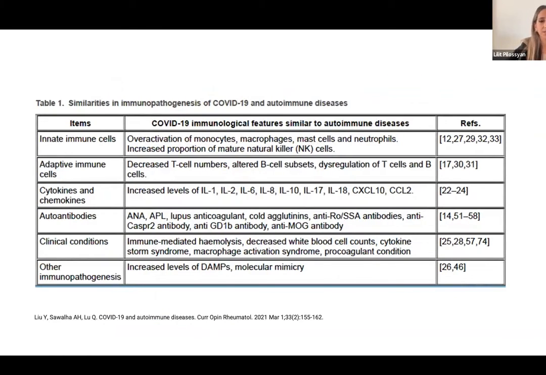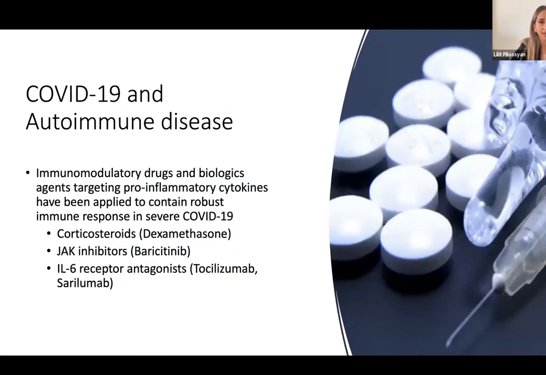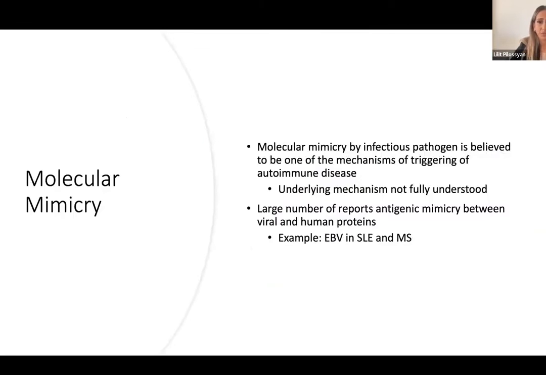And this table just explains the similarities between severe COVID-19 and autoimmune diseases. We even see antibodies that come up positive in COVID-19 patients. And the drugs that we use in autoimmune disease, as I mentioned, we use in severe COVID-19. Some examples being steroids, dexamethasone, JAK inhibitors such as baricitinib, the IL-6 receptor antagonist tocilizumab, and sirolimus. And again, it's this molecular mimicry by the infectious pathogen that is believed to be one of the mechanisms of triggering autoimmune disease.